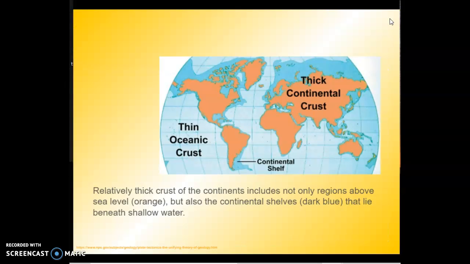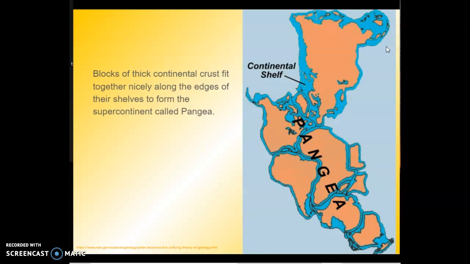Here we can see pictures of the continents along with the crust. The relatively thick crust of the continents does not only include the regions above sea level, which in this picture is shown in orange, but also the continental shelves, in dark blue, that lie beneath the shallow water. If we put them all together like a jigsaw puzzle, we can see blocks of thick continental crust fitting nicely together along the edges of their shelves, forming the supercontinent called Pangaea.